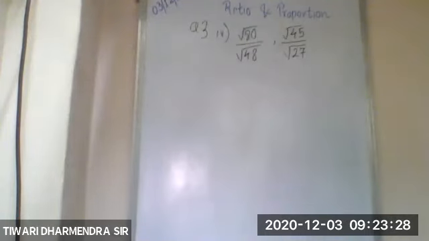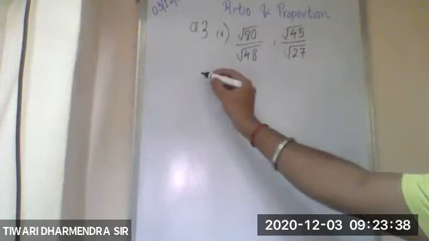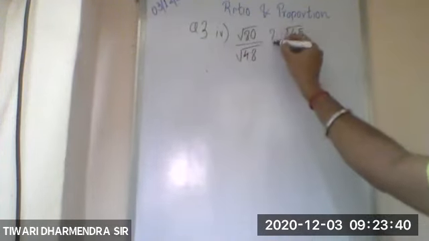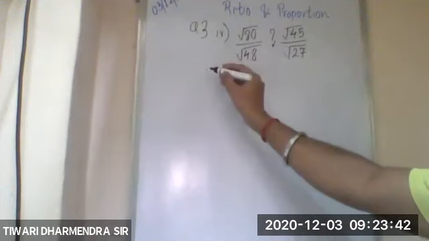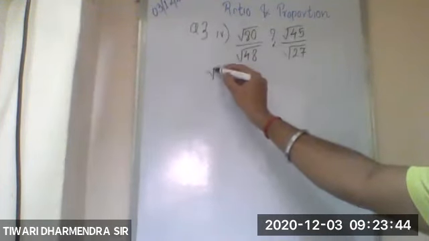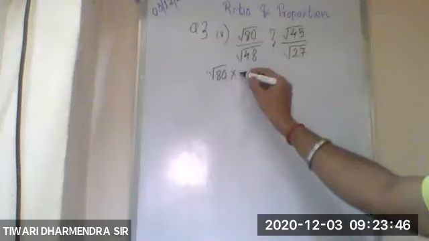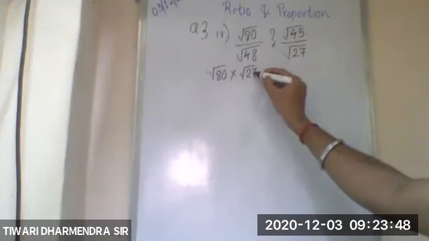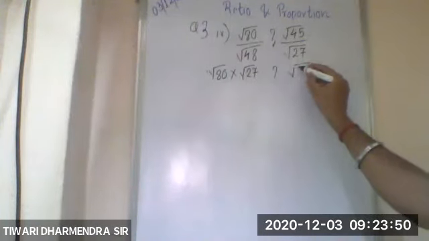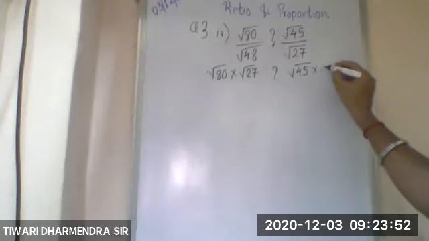What is to be done? As we don't know the relation, just take the cross multiplication. After taking cross multiplication, we will get the answer. As we don't know the relation, just put a question mark: root of 80 into root of 27, question mark, root of 45 into root of 48.